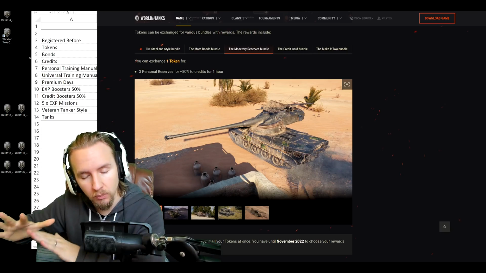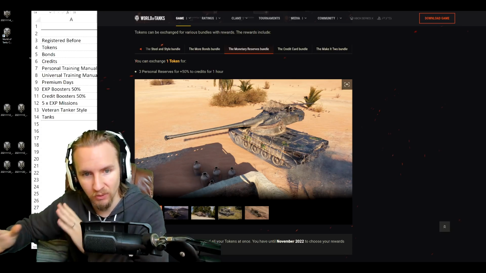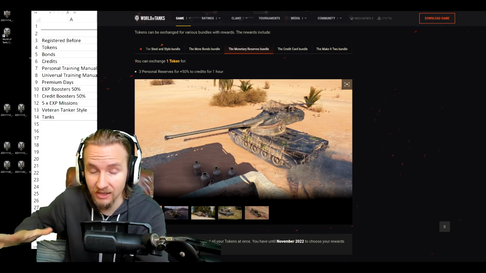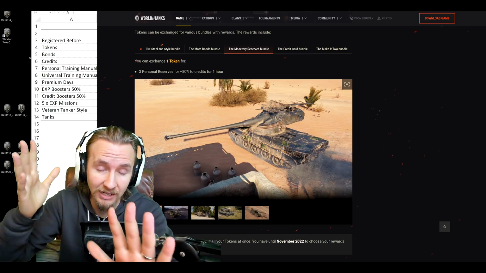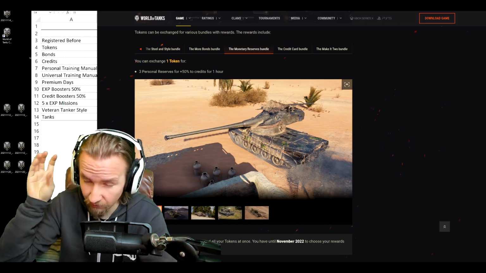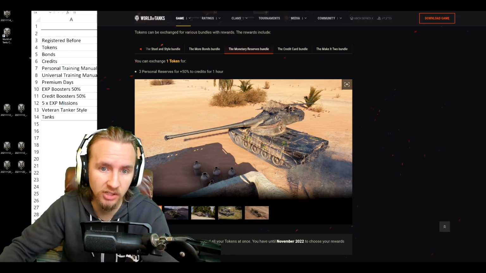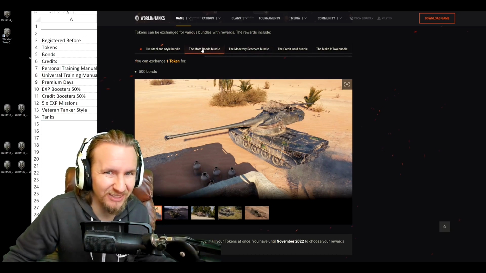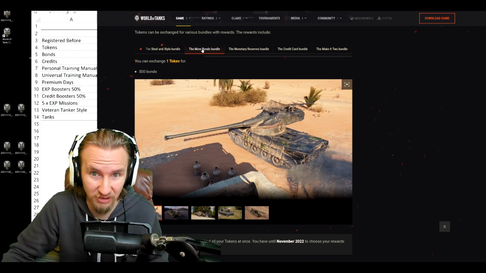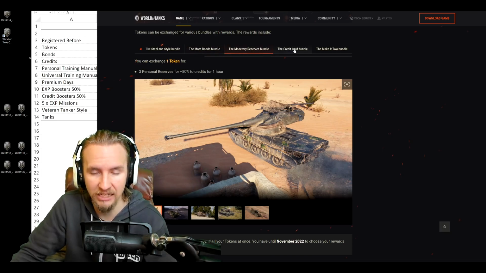At most, you're probably going to end up getting 1.5 million credits, I'd say, and that's if you're a very good player playing tier 8 premium tanks and having really good games for each of those 3 hours that the token will be exchanged for. But I would personally rather get the bonds, because you can't grind 500 bonds in 3 hours, that's for sure.